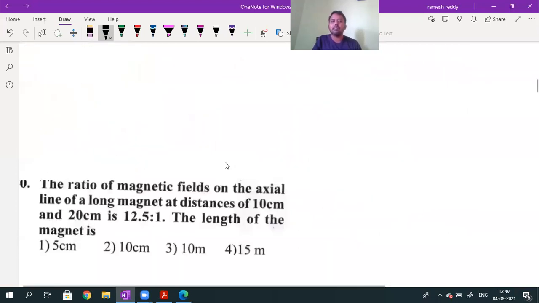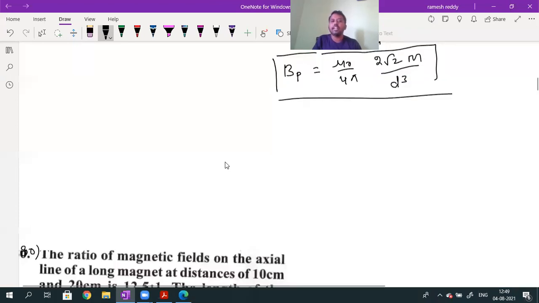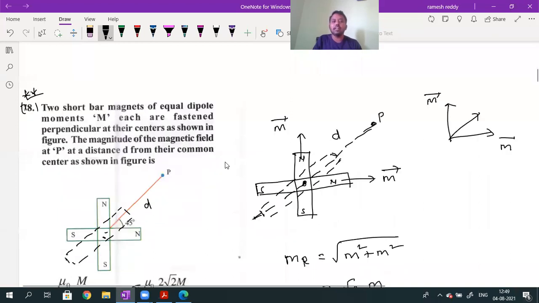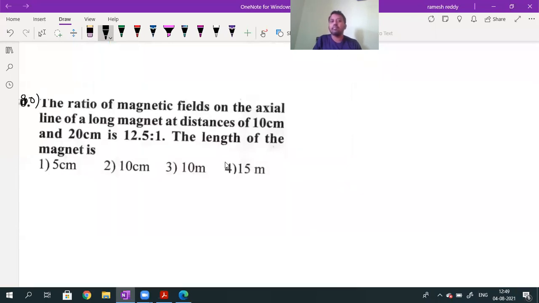So that is question number 70. After question number 78, this is question number 80. These questions are from the old material only. So the last one is question number 78, and this is question number 80.